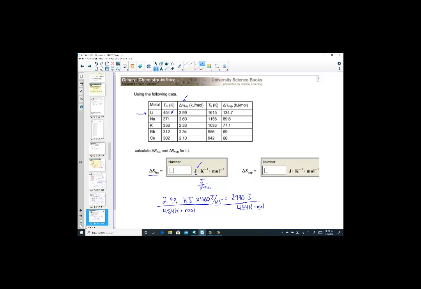That's all there is to this problem: taking the units that are given and working them to what you want, a joule per Kelvin mole. Clearly you see 2.99 times 1,000 is 2990. That's our joules of heat divided by the Kelvin temperature of 454. And we get 6.17, I'll just round there, I'll put 18 joule per Kelvin mole for the entropy of fusion.